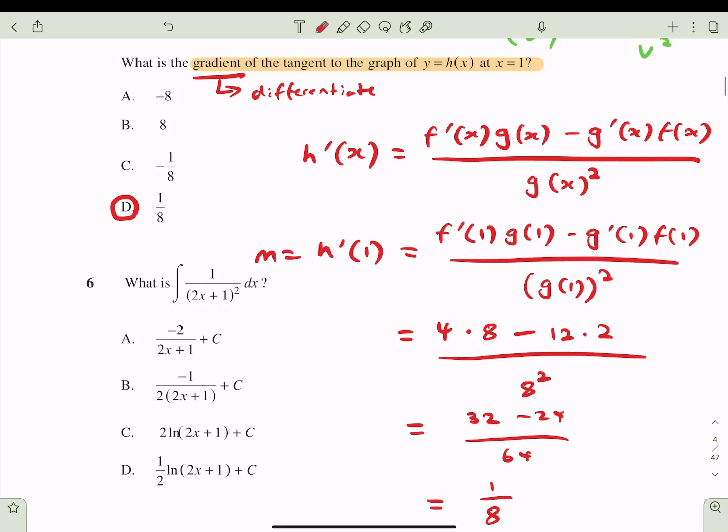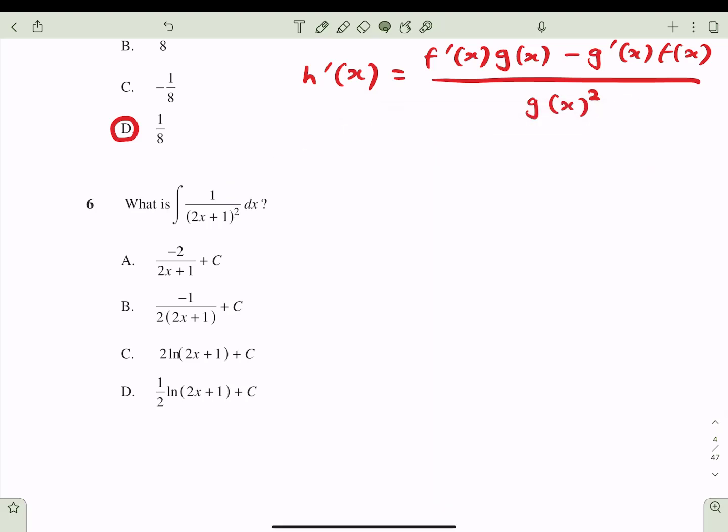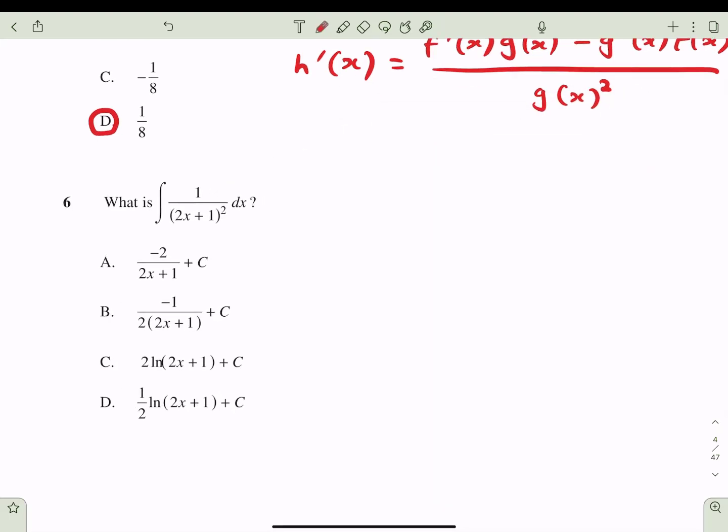Cool. Moving on to question 6. So for question 6, we probably need to make some space. So let's rub out my previous working. What is the integral of 1 over (2x plus 1) squared? I have an integral of a fraction. I prefer to express it as a negative index instead. So that's what I'm going to do first.